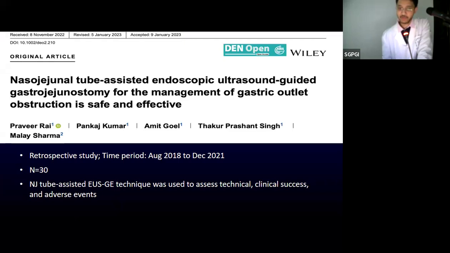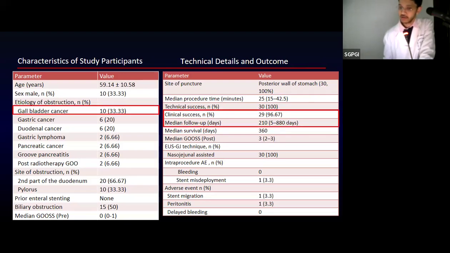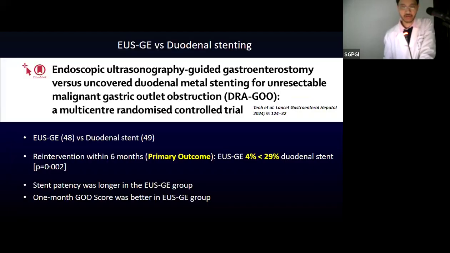And also we have a publication on the same, where nasojejunal tube assisted EUS guided gastrojejunostomy was done in malignant gastric outlet obstruction, where 30 patients were studied in a retrospective study. The most common etiology in our study was carcinoma of gallbladder. Now, as you can see in the table on the right, the clinical success was in 29% and technical in all 30% patients. Median follow-up in 210 patients, and stent misdeployment was seen in just one patient.